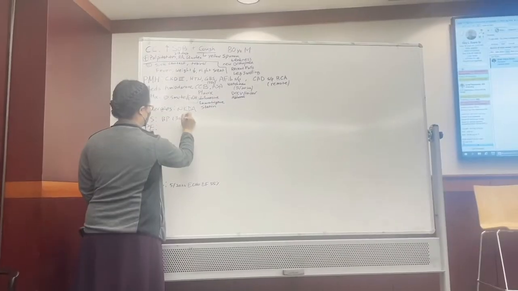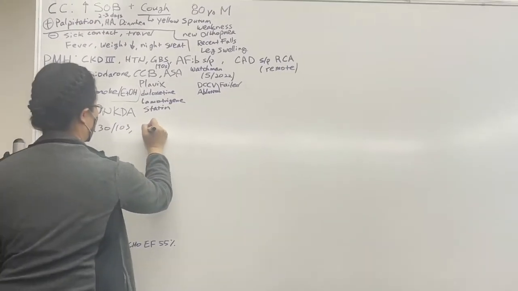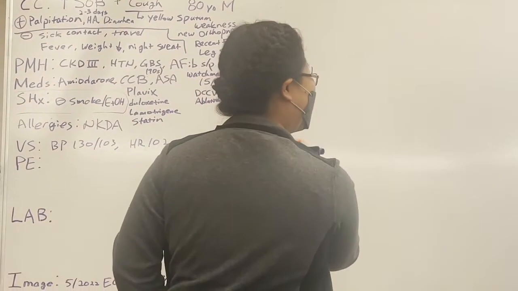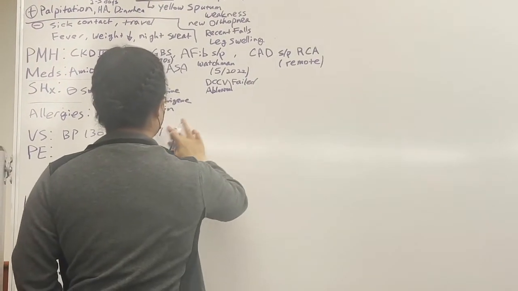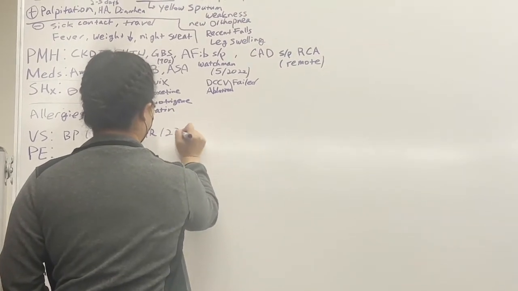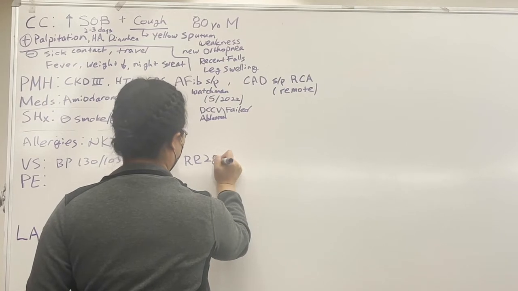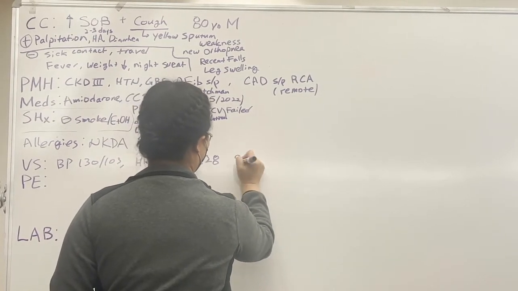Heart rate 122, respiratory rate 28, temperature 97.9. I can write that fast. 122. Respiratory rate was 28. He was afebrile and he was saturating 93% on room air.